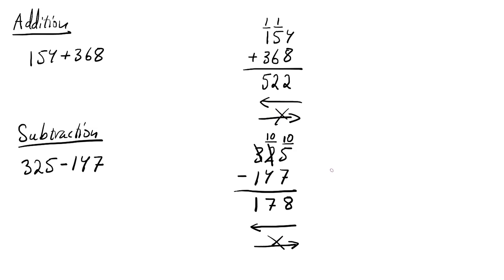Okay, so that's how the addition and subtraction algorithm works. We exchange whenever we got more than 9 of something. Or here we exchange from a larger one when we need something to subtract.